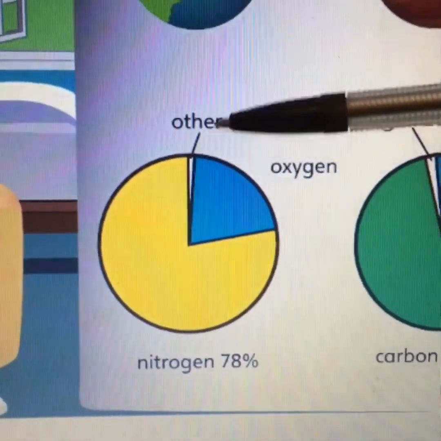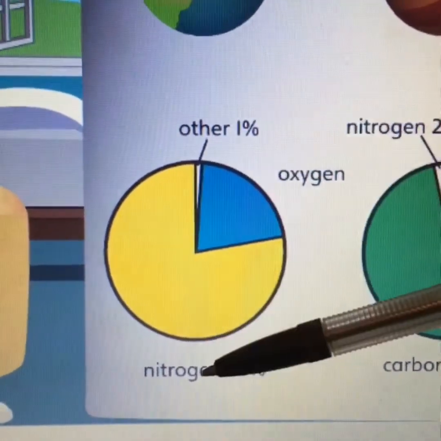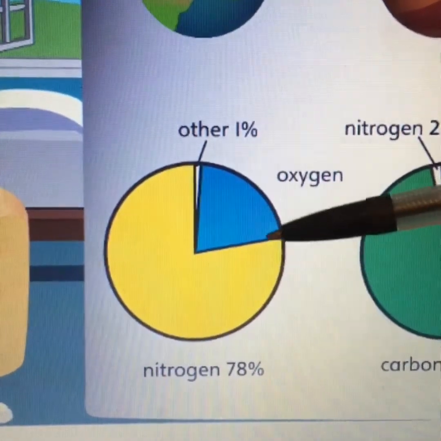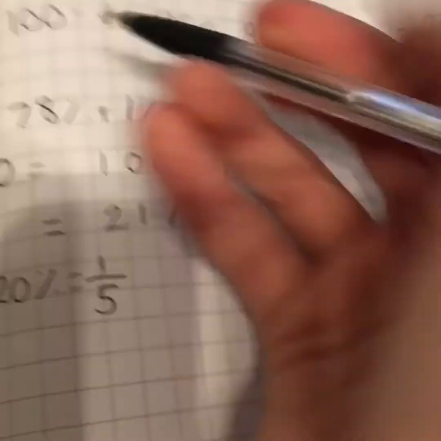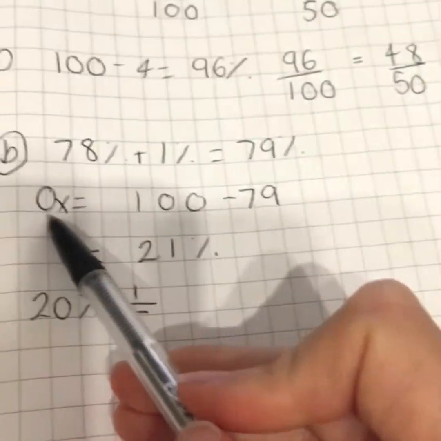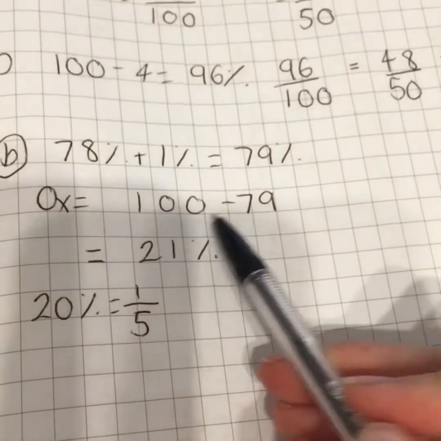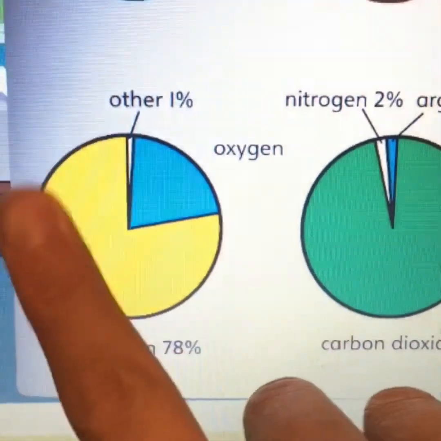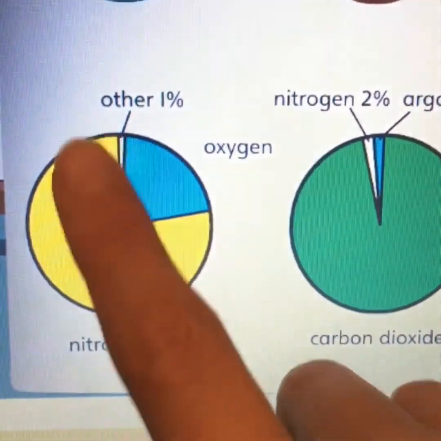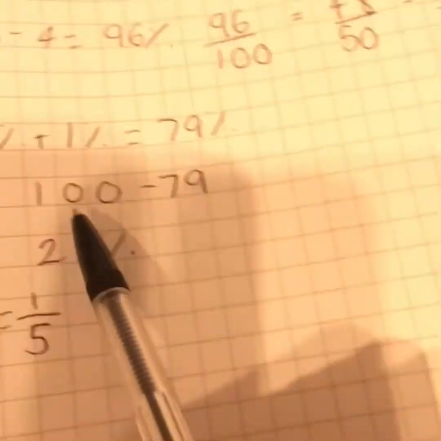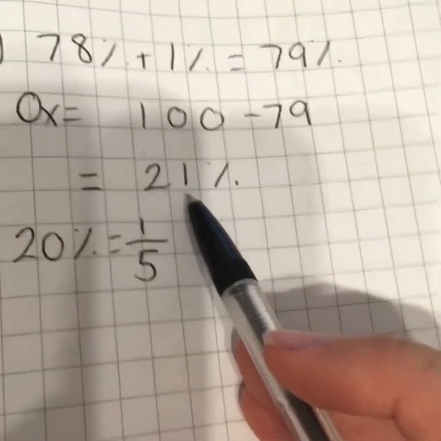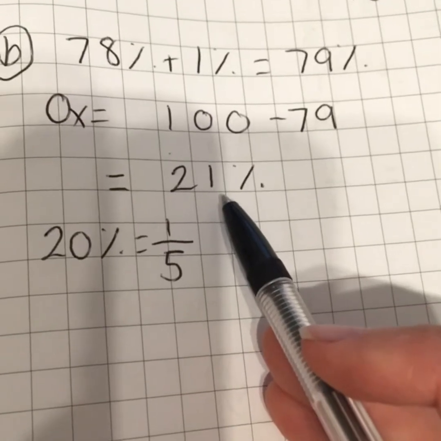So we know that other gases is 1%, and we know that nitrogen is 78%. So all together, we know that this is 79%. So then, the oxygen, I've put an O here. So the oxygen is 100%, take away the 79%. It's the whole thing. Take away these two parts, take away the 79%, and I'll be left with oxygen. So 100 take away 79 is 21. So oxygen is 21% of the Earth's atmosphere.